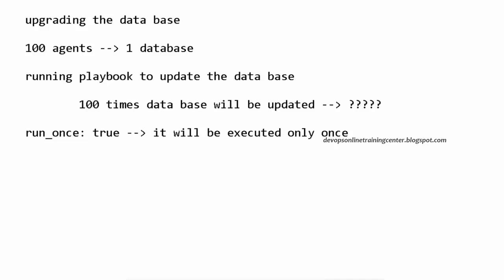No, Santosh, executing once means on first node? Yes. On first node, it will be executed. Okay, first node. Second node, it will not be executed. On third node, it will not be executed. Like that, if there are n number of nodes, it will not execute on all the remaining nodes.